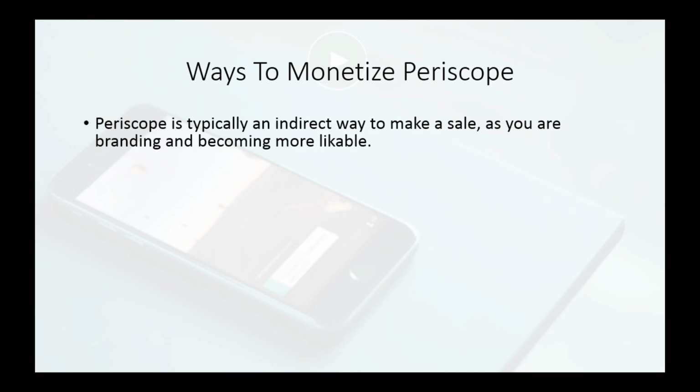In this video, we're going to be discussing ways that you can monetize Periscope directly. Now, as you have probably discovered throughout this tutorial, Periscope is typically an indirect way to make a sale. What you're really doing is branding and becoming more likable. You're doing it directly by connecting with the customer, connecting with prospects, giving them an opportunity to see you and get to know you, and then making yourself likable, and then making your products and your services more buyable.